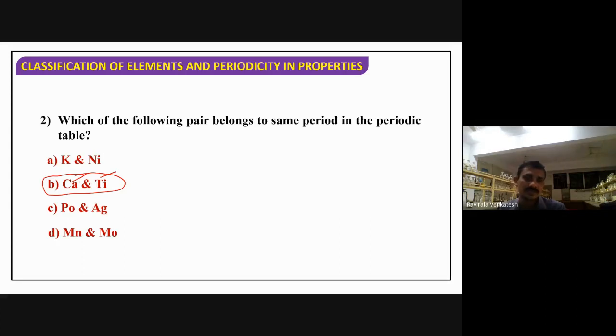Just a minute. Calcium configuration is 4s2. Titanium will be 4s2 3d1. So the answer will be calcium and titanium, not potassium and nickel. This is the wrong answer. This one is the right answer.